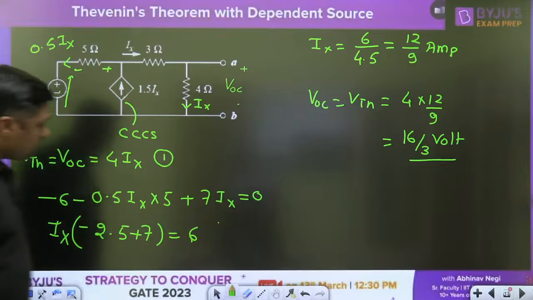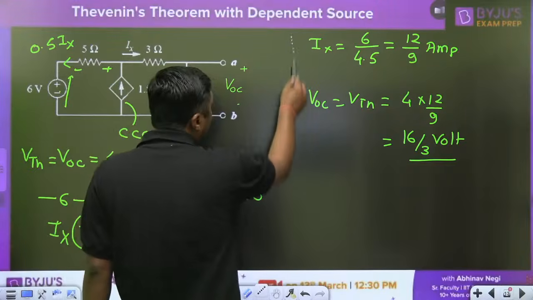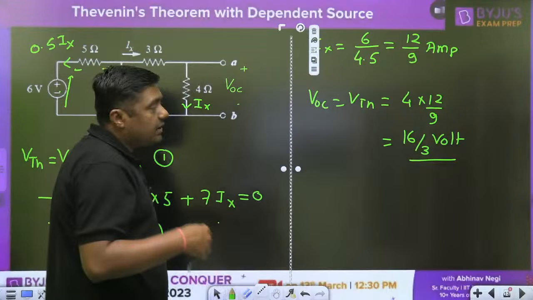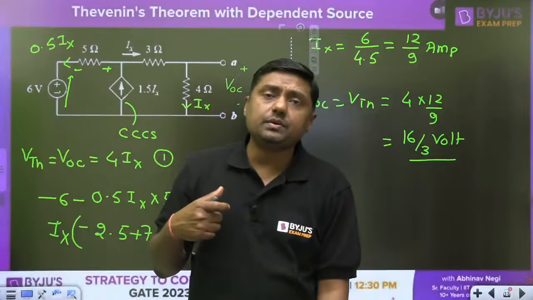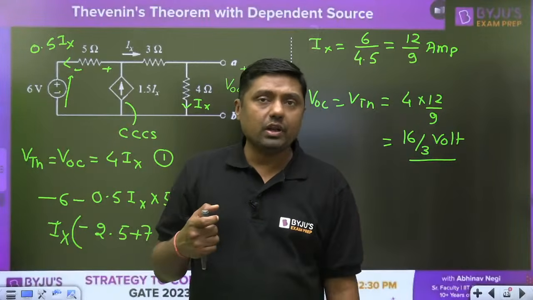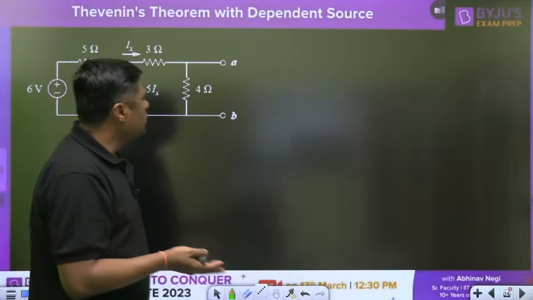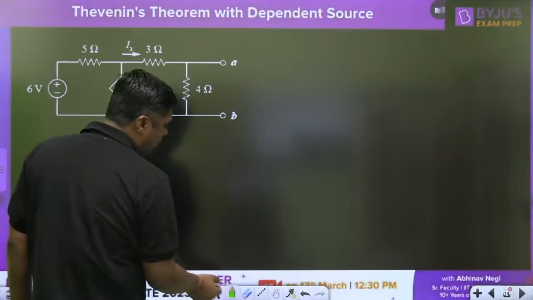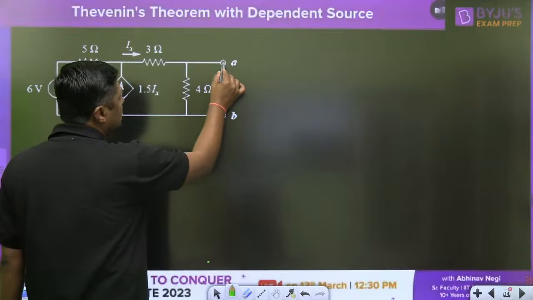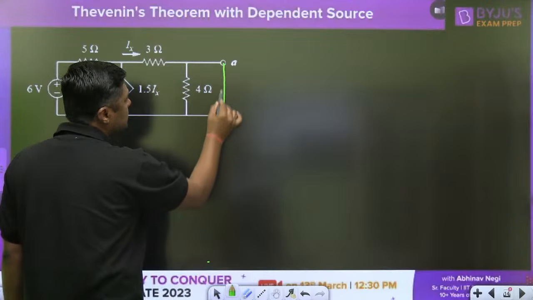Now, once you have open circuit voltage and you want to find the complete Thevenin's equivalent, then you have to find the RTH. Then find simply ISC. You can also find the ISC, then that will become very easy for you. Then I will give the next method. Connect ISC here.